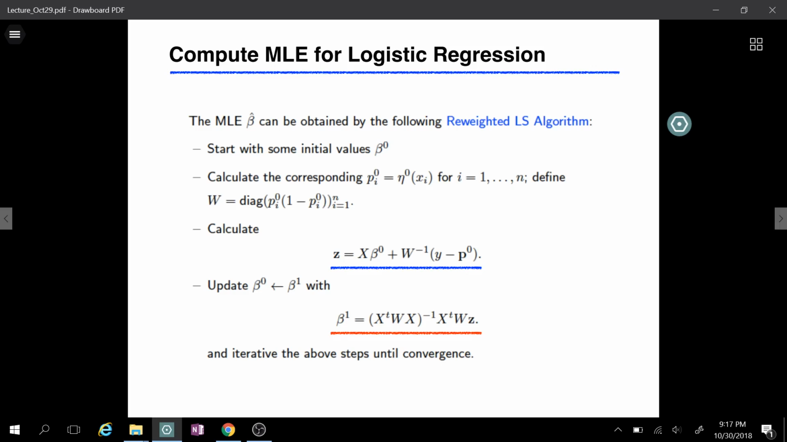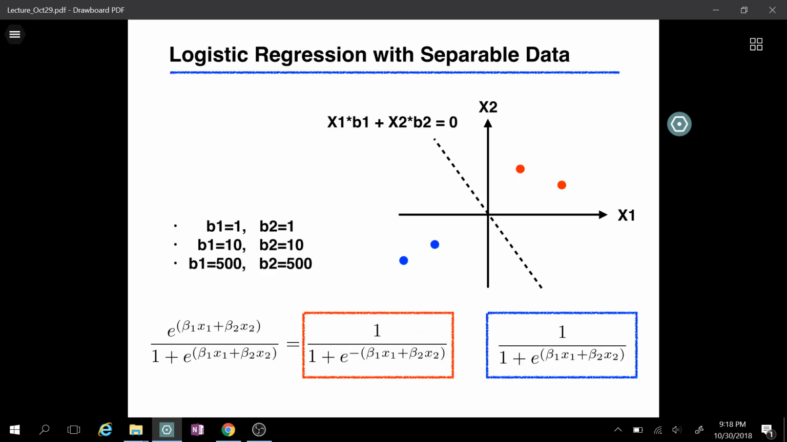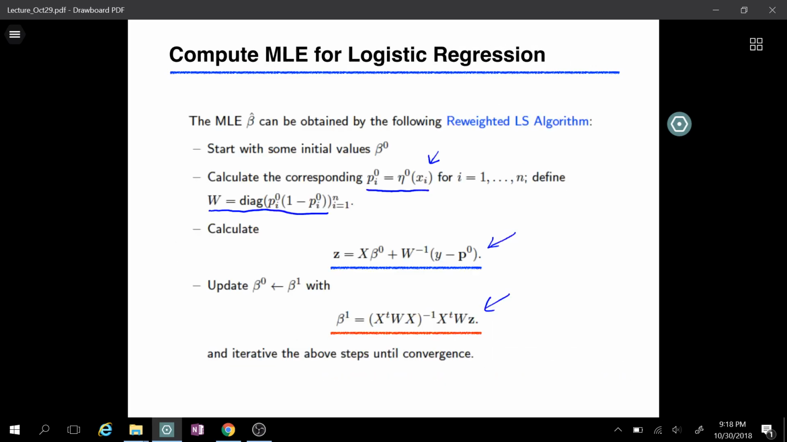We compute pi, the probability we estimated using the current beta 0 for every xi. We form our diagonal matrix, where the diagonal entries are pi times (1 minus pi). And we get our pseudo response z. Then we run a weighted least squares to get our new beta. And then we loop: once we get our new beta, we re-update our P and W matrices and iterate through these steps until convergence. So this is how we compute the MLE for logistic regression, and of course, R will handle all of this.